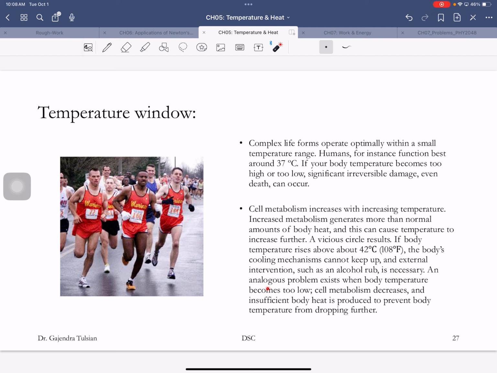An analogous problem exists when body temperatures become too low. Cell metabolism decreases, and insufficient body heat is produced to prevent body temperature from dropping further. So when the body temperature is lower, you're not producing enough heat, and your body temperature falls even further. That's a vicious cycle as well.